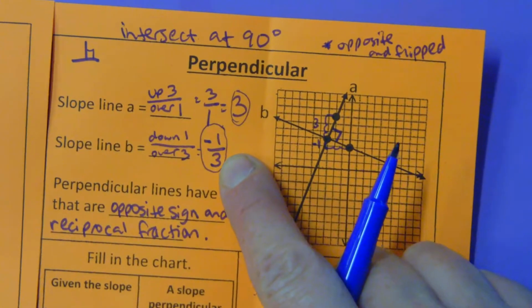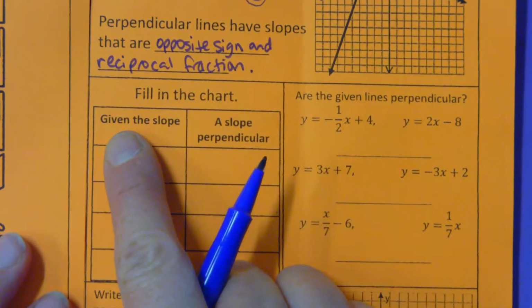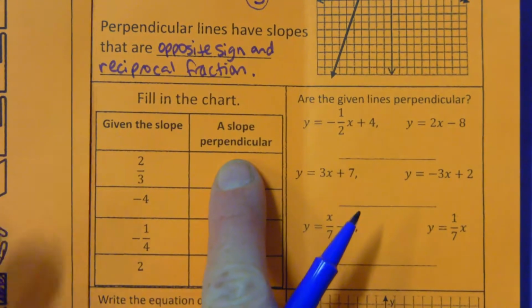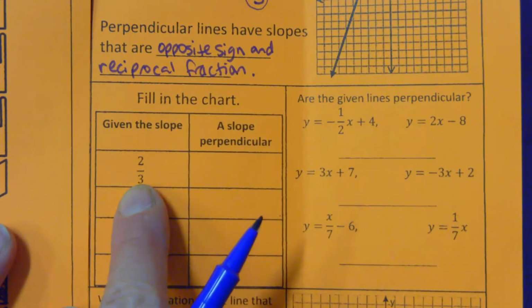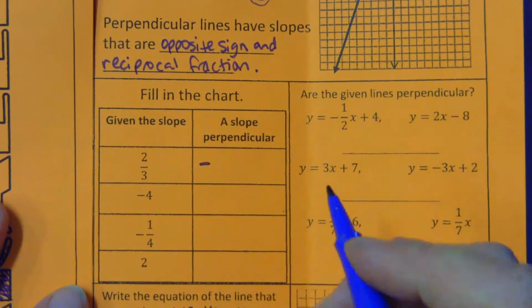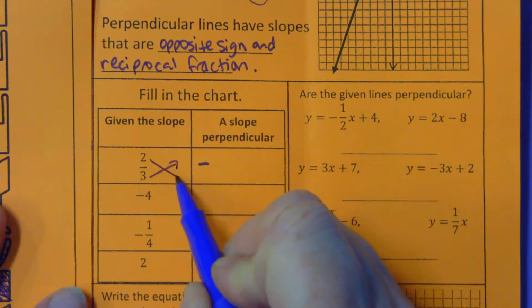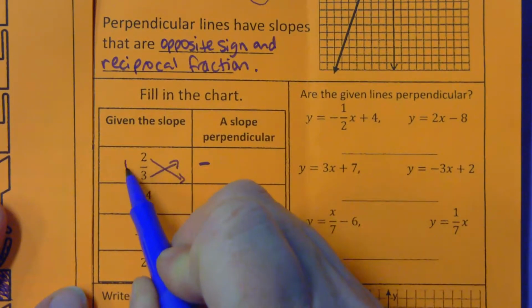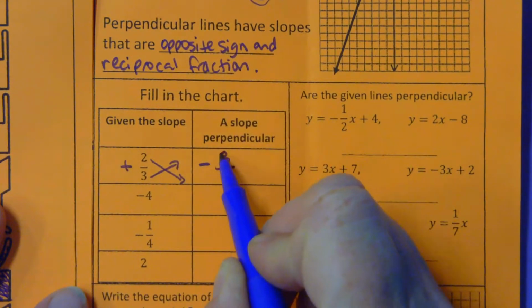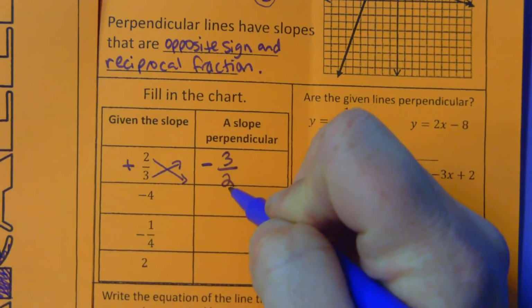So now I need to go here and I need to fill in the chart. So given the slope, what is perpendicular to that? So remember, if it's positive, it needs to become negative. So it's negative. And then I need to switch places. So this is going to go on top and that goes underneath. So it was positive, so now it's negative. And then the 3 is on top and 2 is in the denominator. Numerator is 3, denominator is 2.